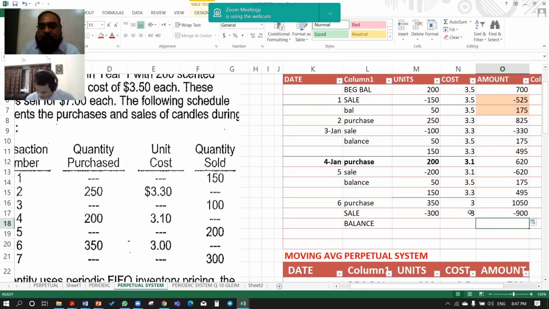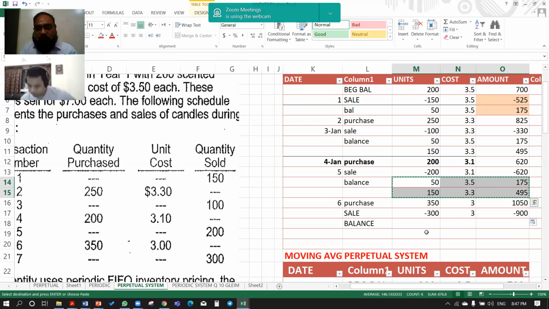900. And so what is the balance left now? 50, 150, and these 50. These two are untouched, right? Yes, these two are untouched. Let me copy from here directly. 820 is the answer.